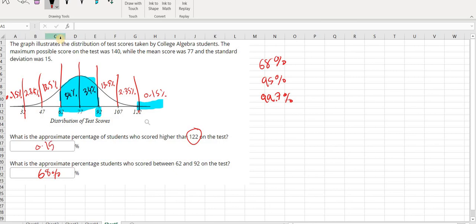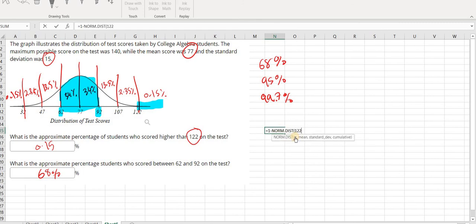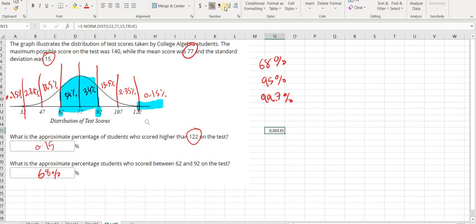Now, let me show you how to answer this using the normal distribution. If I'm using the mean here, which is 77, and the standard deviation of 15, then I can find the area to the right of 122 by saying this is 1 minus NORM.DIST of 122, comma, the mean, which is 77, comma, the standard deviation, which is 15, comma, true. And that is going to give me this number. I'm going to turn it into a percentage, and then I'm going to add 2 decimals to make it more accurate.